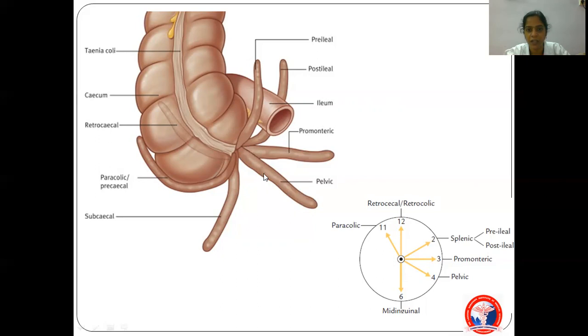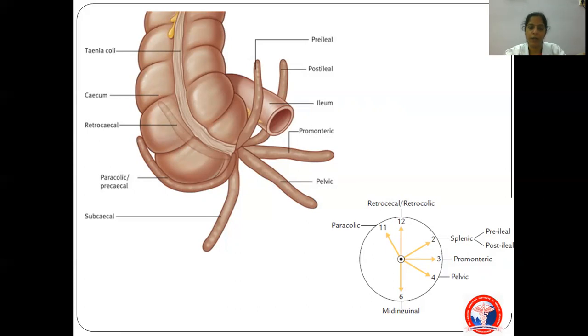So this is named as pelvic type. The next one is the subcecal or midinguinal type, 6 o'clock position. So these are the types of the appendix. The base is constant, only the position of the tip will vary. So depending upon that we have various types.